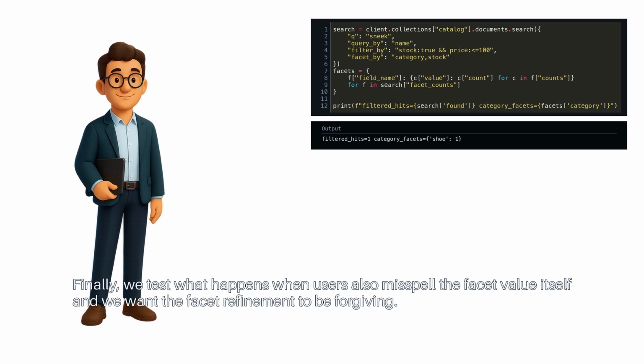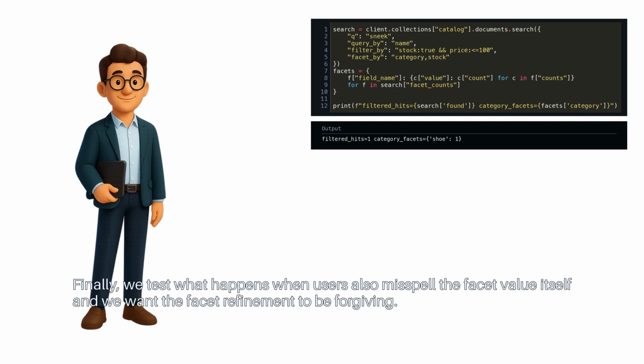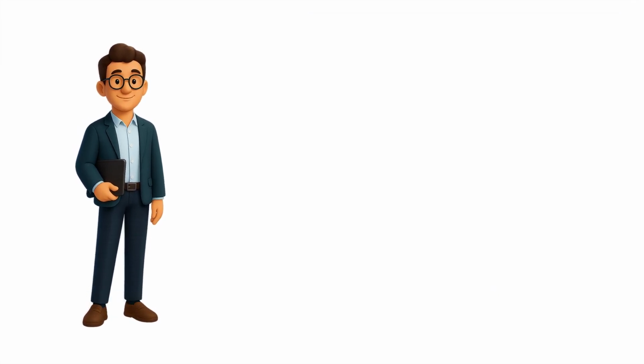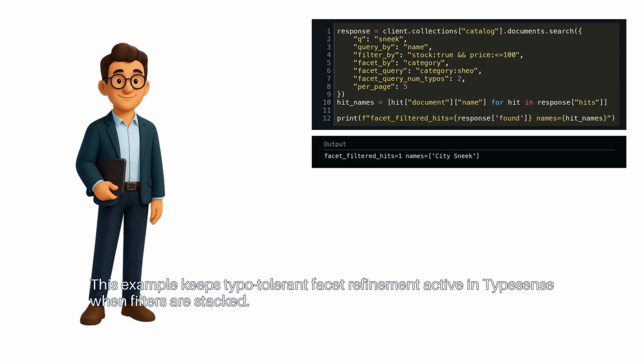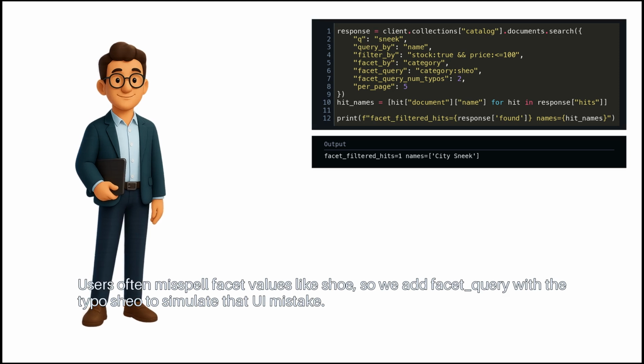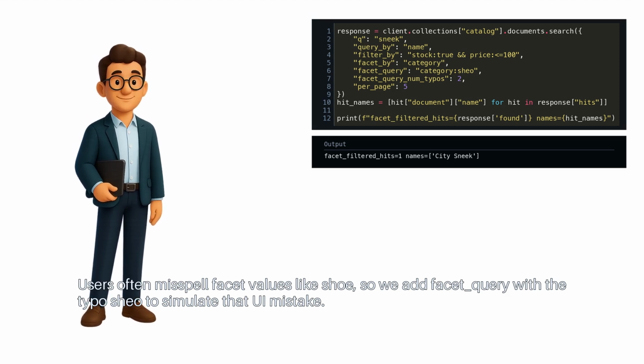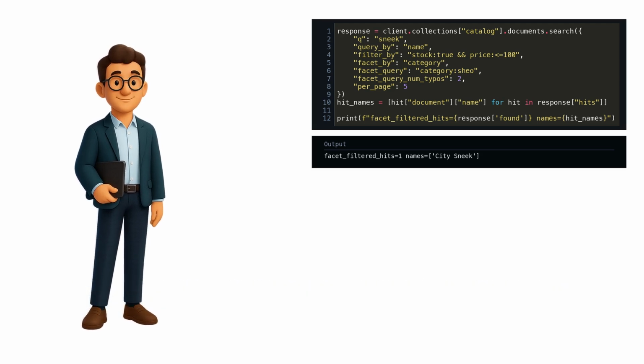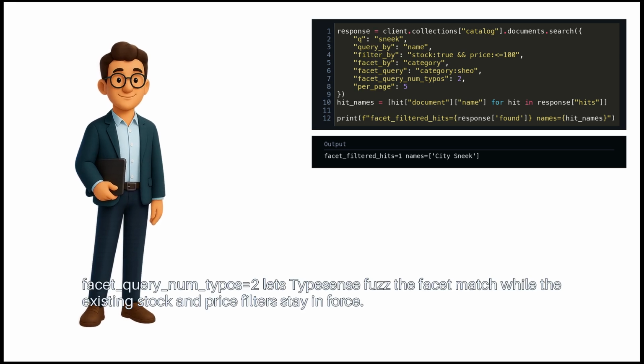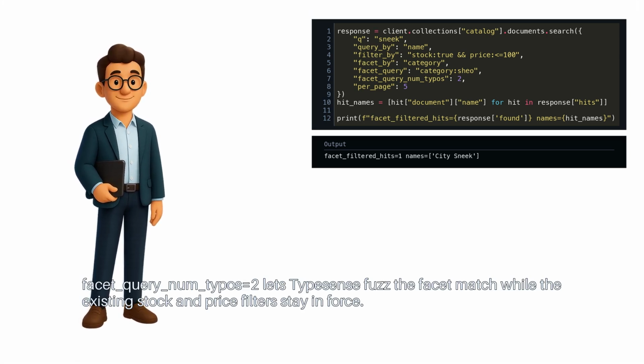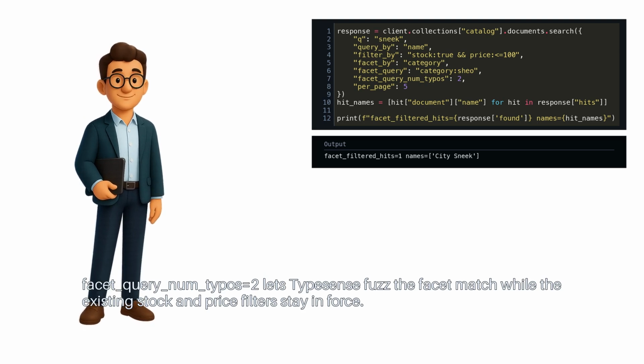Finally, we test what happens when users also misspell the facet value itself, and we want the facet refinement to be forgiving. This example keeps typo-tolerant facet refinement active in Typesense when filters are stacked. Users often misspell facet values like shoe, so we add facet_query with the typo "shio" to simulate that UI mistake. facet_query_num_typos equals 2 lets Typesense fuzz the facet match while the existing stock and price filters stay in force.